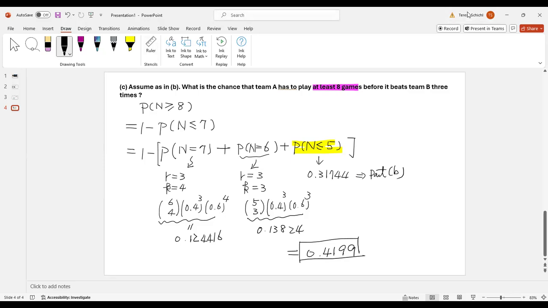All right, that's it. This probability problem is basically an application of the binomial and the negative binomial. Hope you like the way I solved this problem.